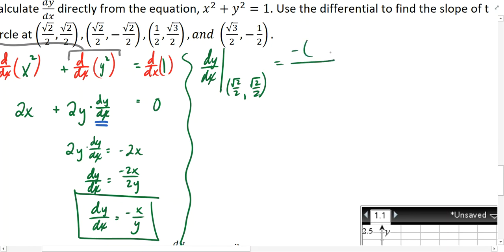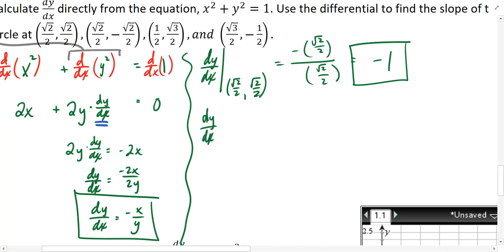I need a negative x divided by the y coordinate, and the x coordinate was radical 2 over 2, the y coordinate was radical 2 over 2. And sure enough, when I have a number divided by itself, I get 1, and because of this negative sign here, I have a solution of negative 1. So the derivative at this particular point, according to our equation, is negative 1. I could do the same for the other point, which we hope is equal to a positive 1.